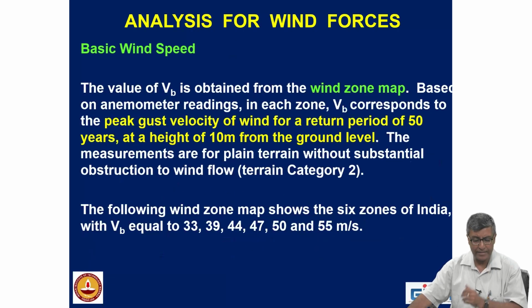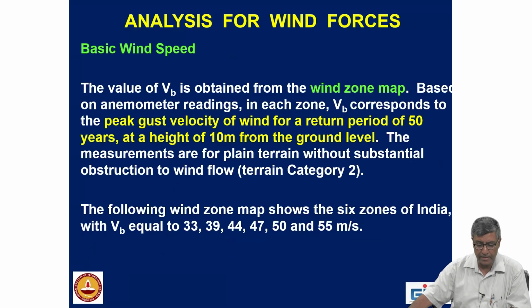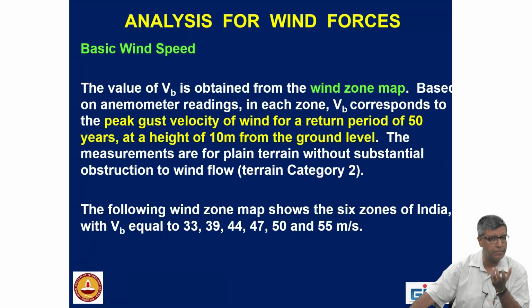Now, the basic wind speed is given in a wind zone map. This itself has some probabilistic information built into it. It is based on the peak gust velocity of wind for a return period of 50 years, which is the typical building lifespan, at a height of 10 meters from the ground level.